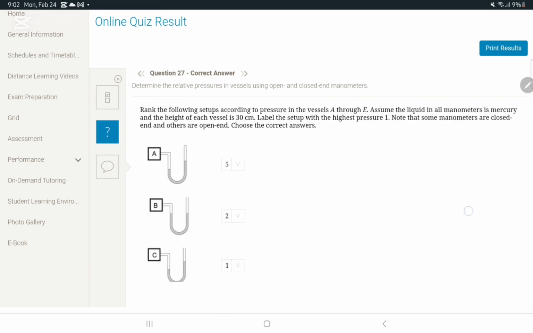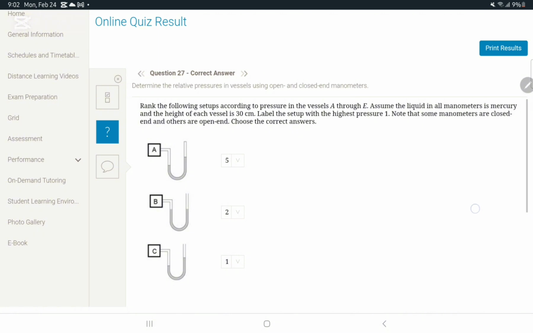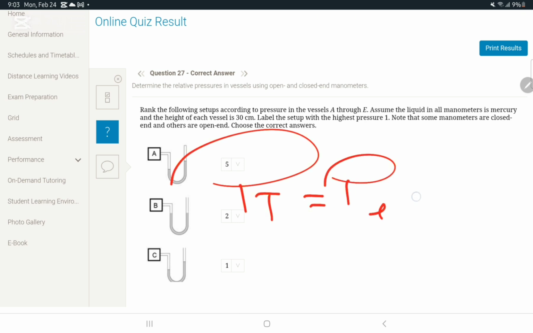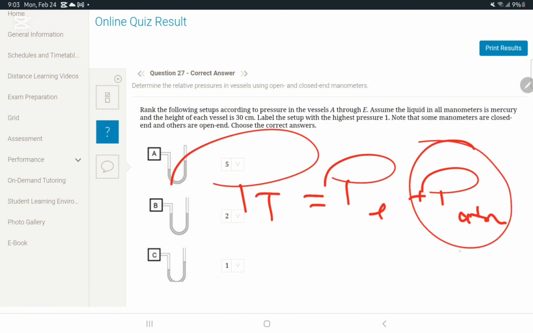Okay, rank the following setups according to pressure. Note that some of them are open and some of them are closed. Label the setup with the highest pressure number 1. The height of each vessel, maximum, is 30. We know that the total pressure is equal to the pressure of the liquid plus atmospheric pressure. Therefore, the ones with atmospheric pressure are the ones with the greatest pressure.